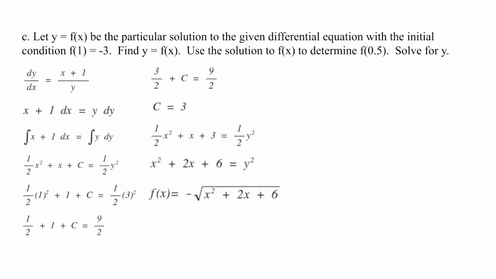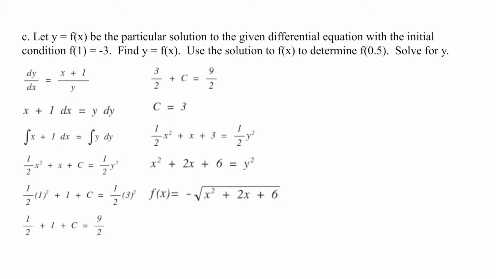And because we know that the point f(1) = -3, when you take the square root of the left side, it has to be negative, because that's how we could get a negative y value, as shown by f(1) = -3. So doing that, we get f(x) = -√(x² + 2x + 6), and that is our solution to the differential equation.